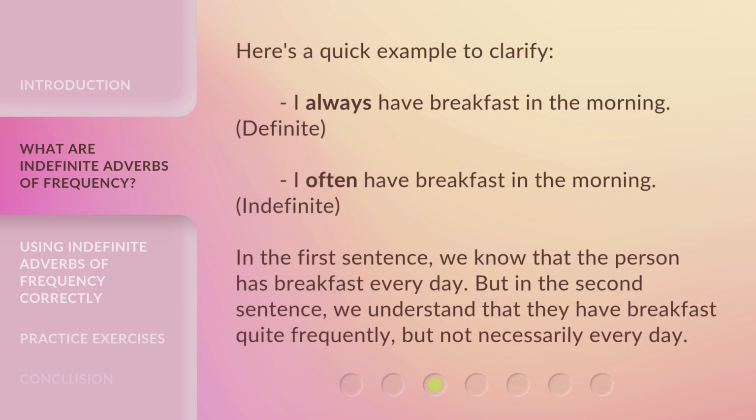Here's a quick example to clarify. I always have breakfast in the morning. Definite. I often have breakfast in the morning. Indefinite. In the first sentence, we know that the person has breakfast every day. But in the second sentence, we understand that they have breakfast quite frequently, but not necessarily every day.